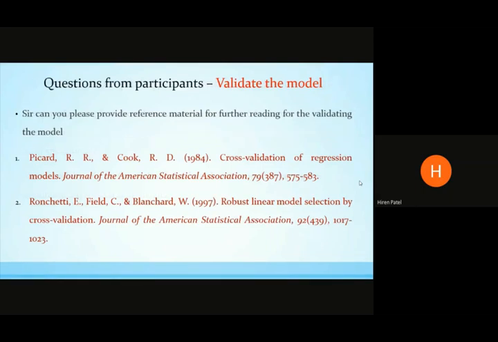Okay, moving further, validating the model. Some of the participants have asked, sir, can you please provide some reference material for further reading to validate the model? The best paper on the multiple regression model for validation was written by Picard and Cook in 1984, and this particular paper, titled Cross Validation of Regression Models, was published in the Journal of the American Statistical Association. That is the best paper which will help you to identify both the validation methods that we have described. We have described two different methods of validating the model.